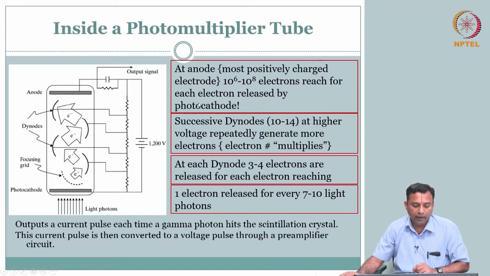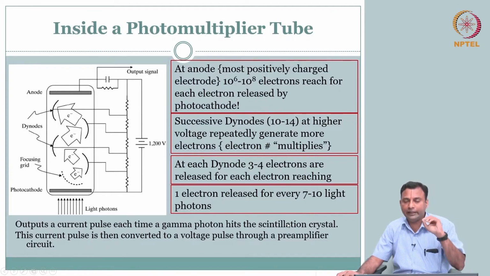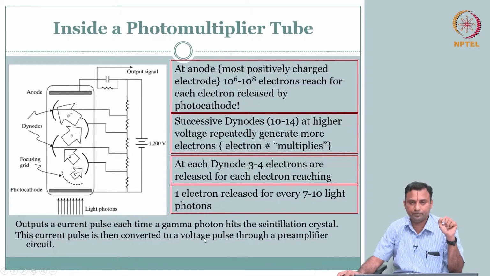So the whole idea is, outputs are current pulse each time a gamma photon hits the scintillation screen. So for each scintillation, right, gamma photon hitting the scintillator screen, you get one pulse of voltage. So this current pulse is then converted to voltage pulse, okay.